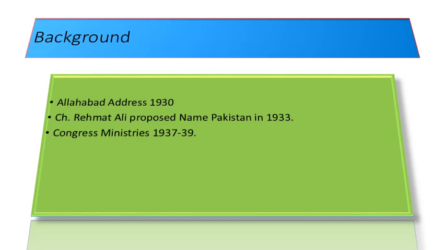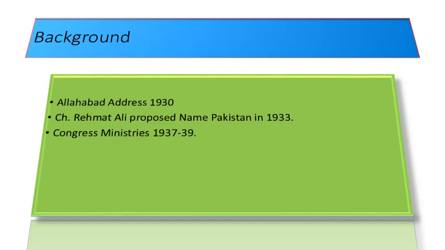Then in 1937, Congress formed ministries in India. When Congress formed ministries in India, they did injustice with Muslims. For example, they destroyed the education system of Muslims. They introduced so many programs which were against the interests of Muslims. These compelled the Muslim League to present the demand of a separate homeland, right? So perhaps the Muslim League was not willing to present a demand of a separate homeland, but they were compelled to do so because Congress was doing injustice with Muslims, right?